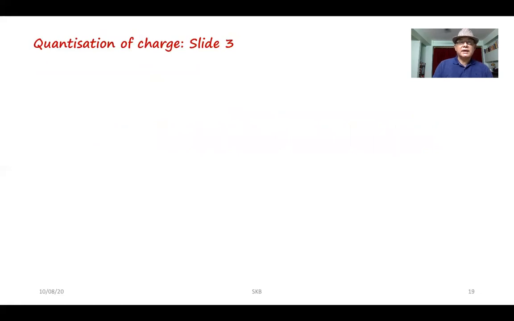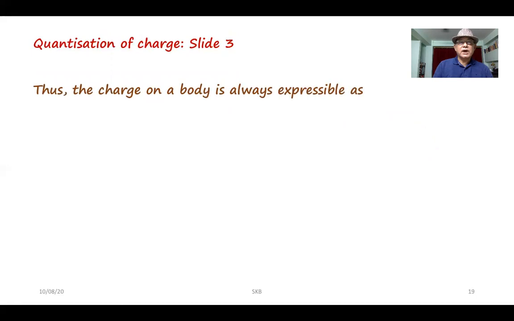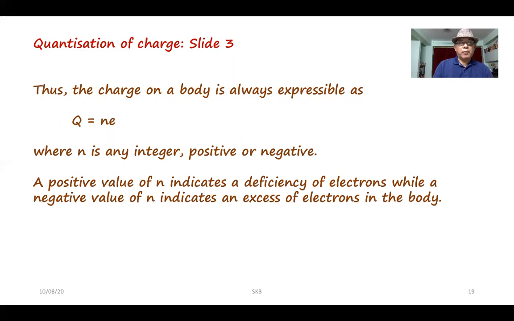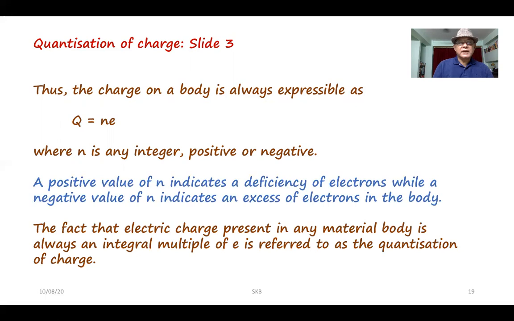Quantization of charge, slide 3. Thus, the charge on a body is always expressible as Q equal to n e, where n is any integer, positive or negative. A positive value of n indicates a deficiency of electrons, while a negative value of n indicates an excess of electrons in the body. The fact that electric charge present in a material body is always an integral multiple of e is referred to as the quantization of charge.